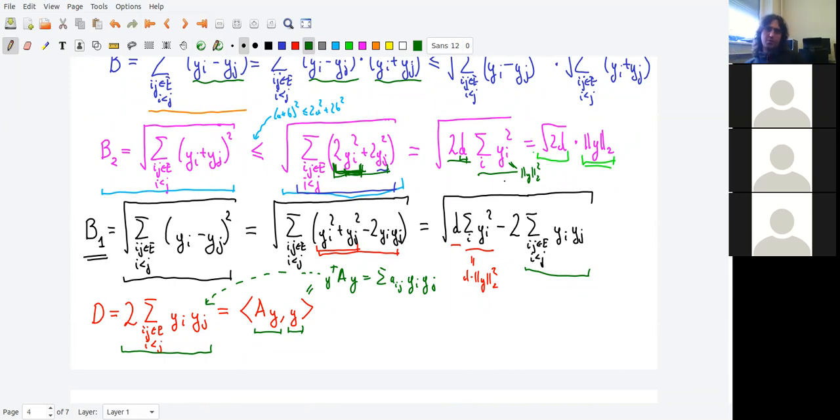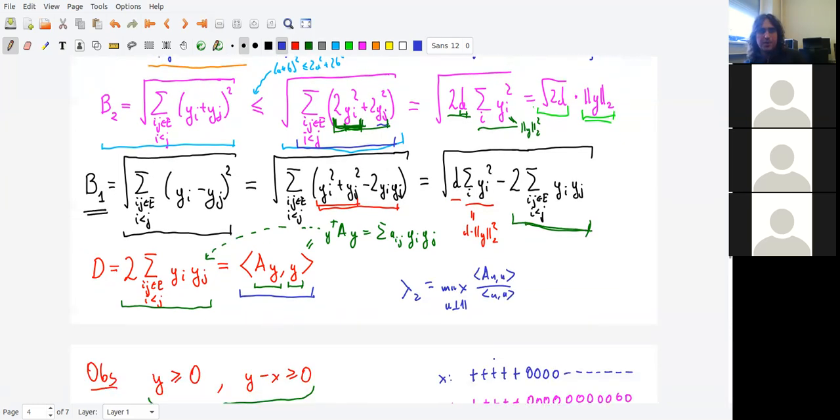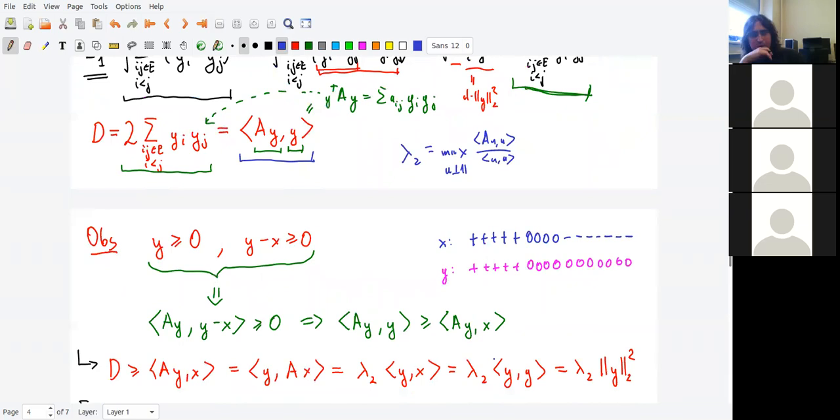Good. So we now see that this term, the sum of products, is understandable in terms of the scalar product here. And this is the scalar product that we are concerned with when we talk about lambda 2. Because we know lambda 2 is the maximum over all u perpendicular to all ones of u transpose A u over u transpose u. Okay.